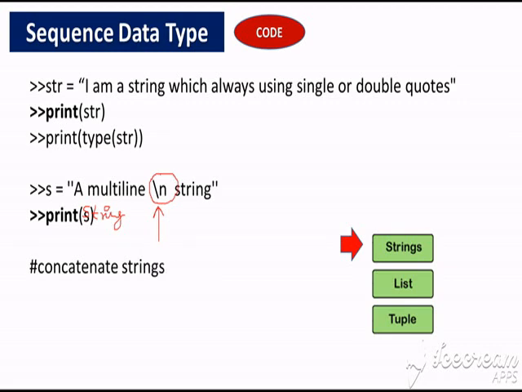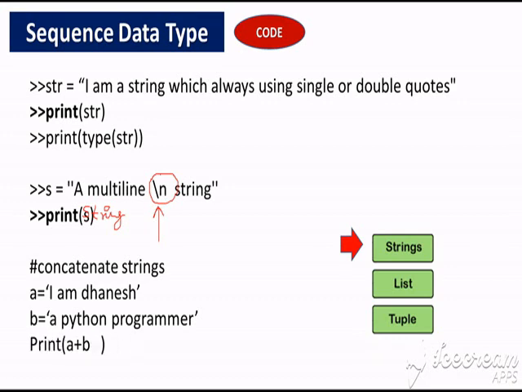Now concatenate strings. Concatenation is nothing, it is the addition of two strings. Suppose I give the syntax a is equal to 'I am Dhanesh' in single inverted commas, so it will be treated as a string. A is a variable which is a string, and the string is "I am Dhanesh". I choose a second string, b is equal to 'a Python programmer', also in single inverted commas.